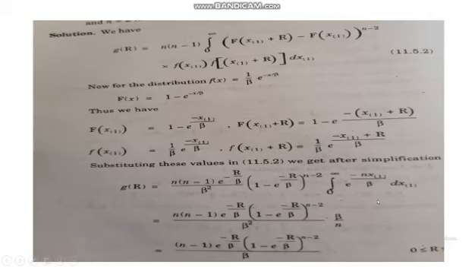By putting these values over here and then simplifying it, this will become the distribution of the range in ordered statistics.